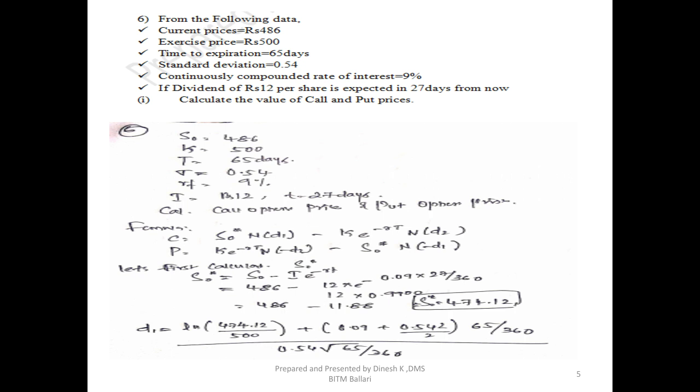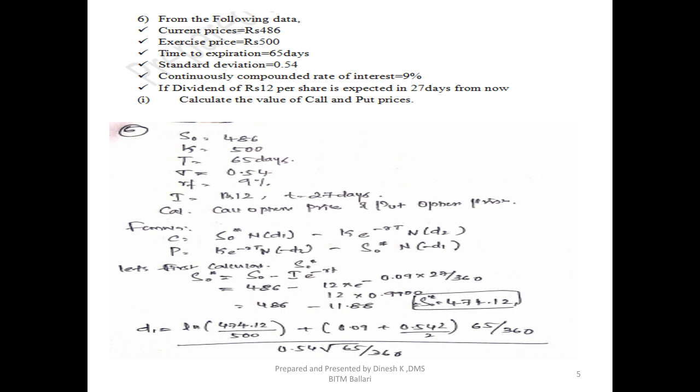So wherever we come across S naught in the final formula or in between, I need to take that as S naught star. Right? What is this S naught star? S naught star is nothing but S naught, that is the spot price, minus present value of the dividend. So S naught is given as 486 minus dividend 12 into e to the power of minus 0.09 into 22 by 360, that is the dividend is expected in 27 days. So I take the present value of the dividend and subtract it from the spot price.